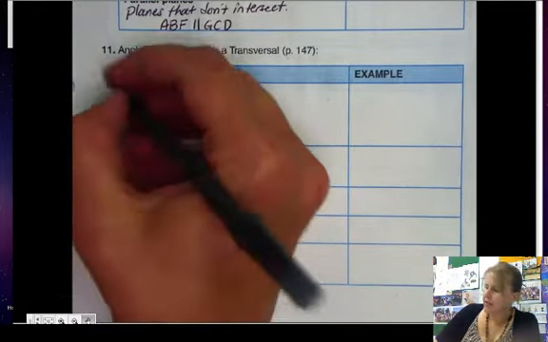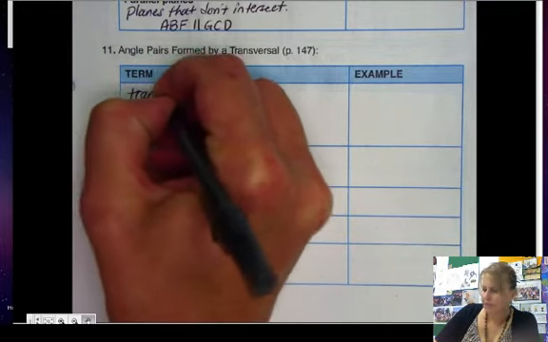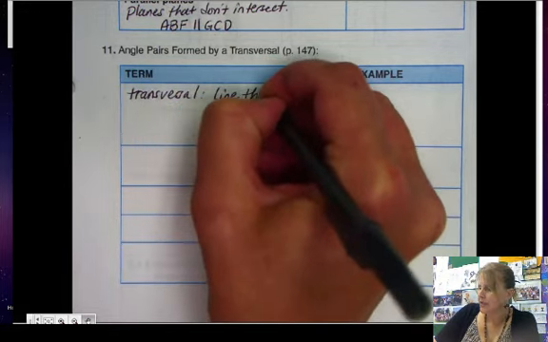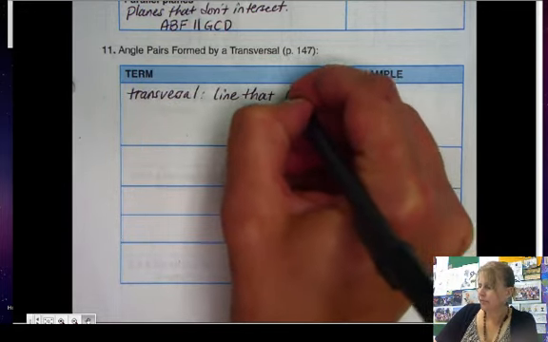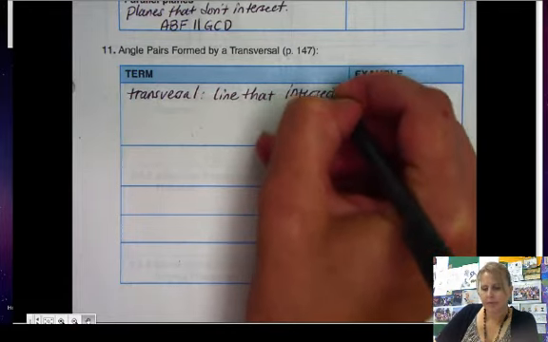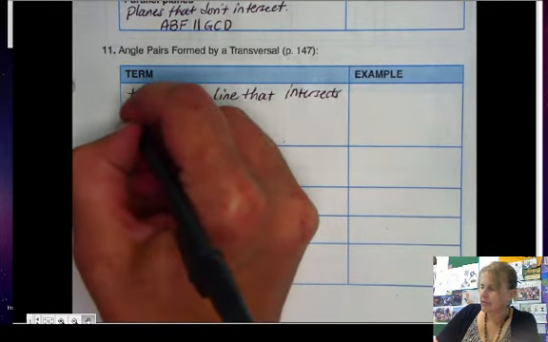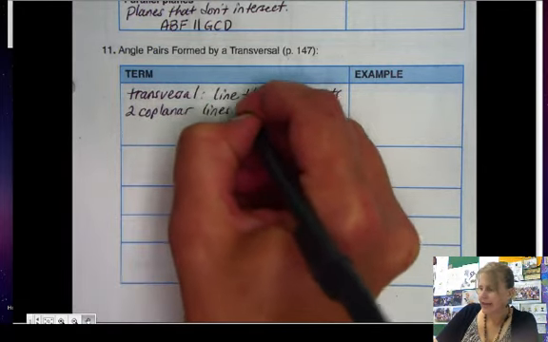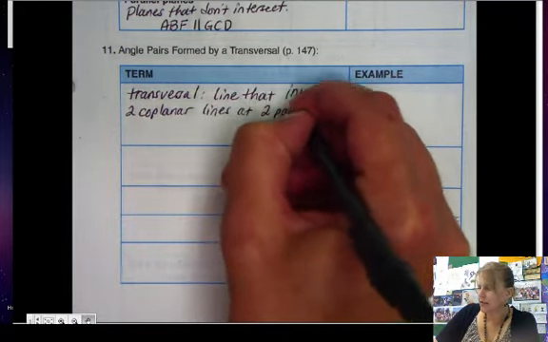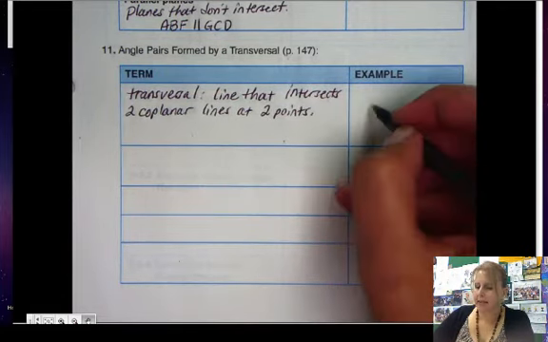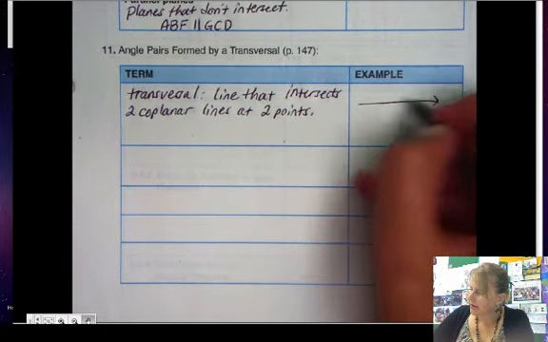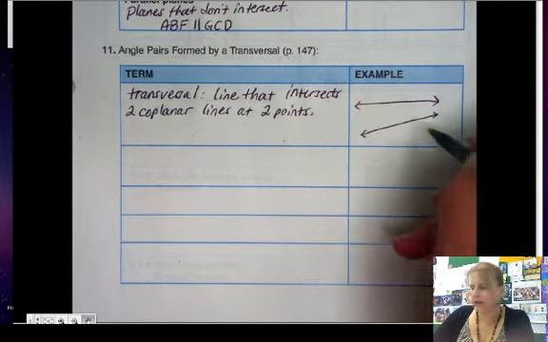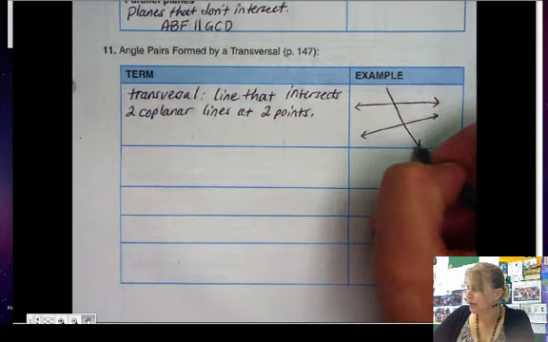So what is a transversal first? A transversal is a line that intersects two coplanar lines at 2 points. So let's draw an example. Here we have a line here, and we're going to have another line here. I'm on purpose not making them parallel, and then we'll have another line going through.